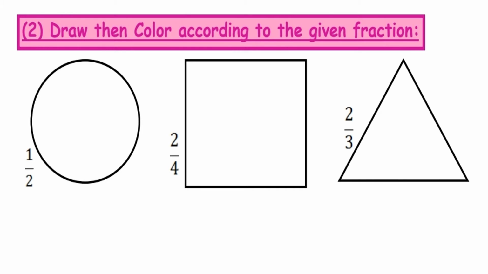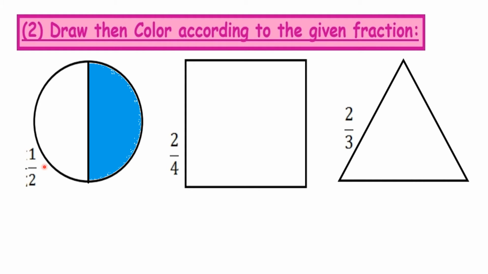Draw and color according to the given fraction. The first fraction I have is a half, so I will draw a line here to divide this circle into 2 equal parts. Now I will color only 1 out of 2 to represent a half.